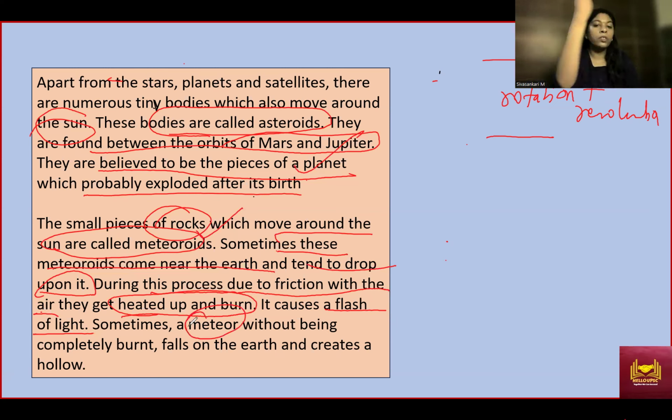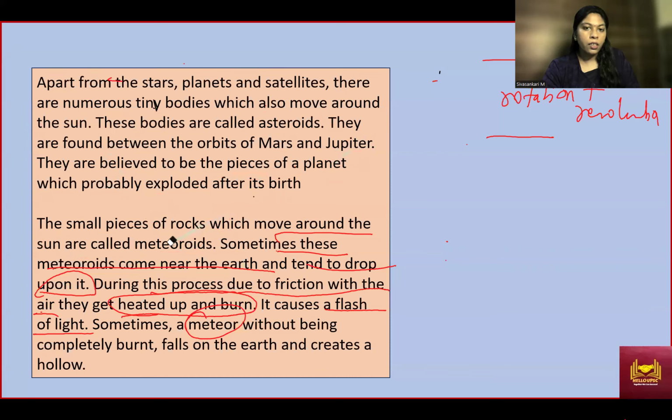Okay, when it is revolving around the sun, we call it a meteoroid. You have to note it. So they come down without even completely burning and they fall on the earth. Okay, so then the scientists will go and collect it for study purposes and all. Acha, then we'll go to the next slide.